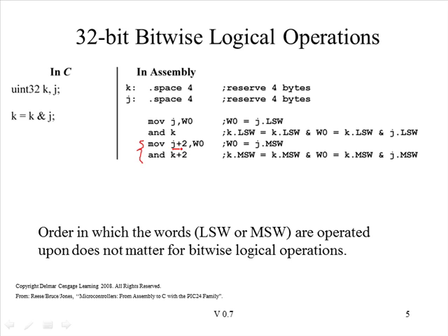So it's going to move J plus 2, which represents the address of the most significant word of J, into W0. And then we'll do AND K plus 2, which will take the most significant word of K, AND it with W0, which happens to have the most significant word of J, and write that result back to K, most significant word. The order in which the word operations are done, either least significant word first or most significant word first, for bitwise logical operations does not matter. We could have executed these 2 instructions before these 2 instructions, and we would have gotten the same result.